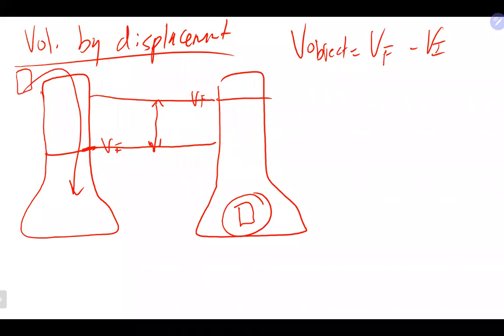And like you'll do today, you basically fill up a graduated cylinder with some water, toss a stopper in there, take a reading. Question.